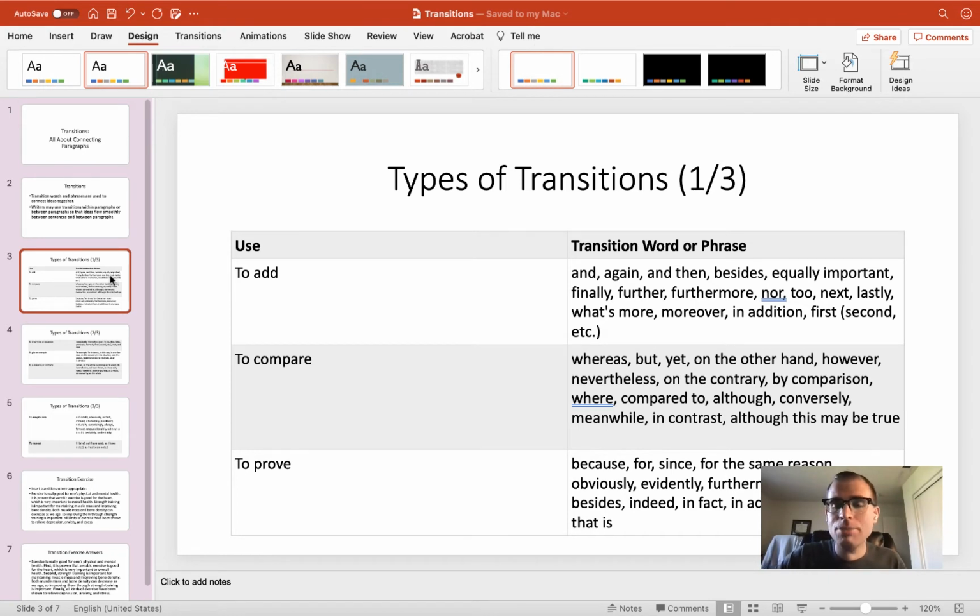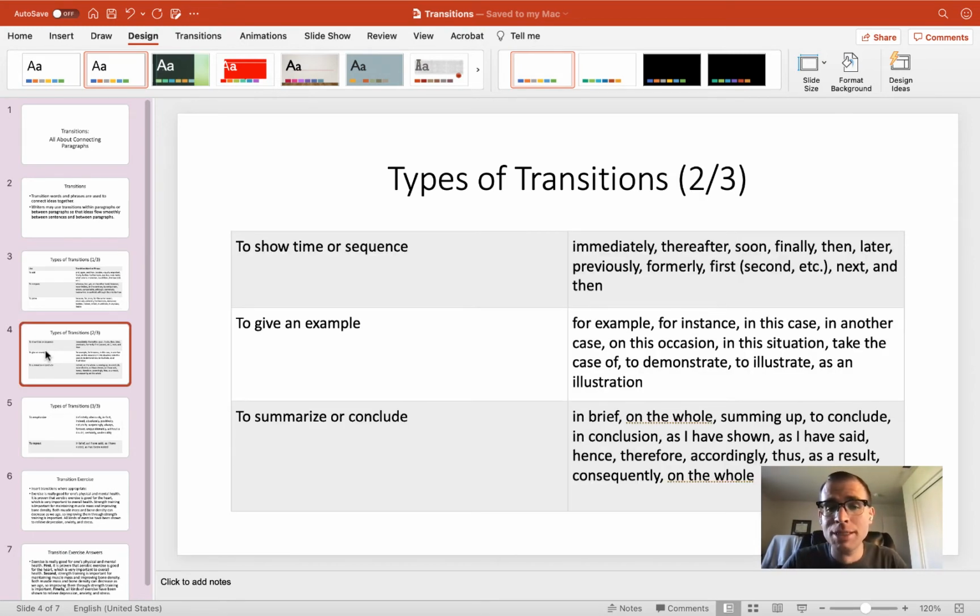Notice with each of these types of transitions, not only are they connecting something together, but they're also showing a relationship. When I say equally important, or when I say furthermore, you know that I'm not actually done with the idea that I was just talking about. When I say something like in addition or evidently, you know that I'm trying to prove something.